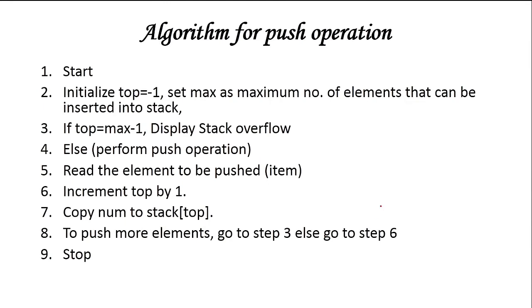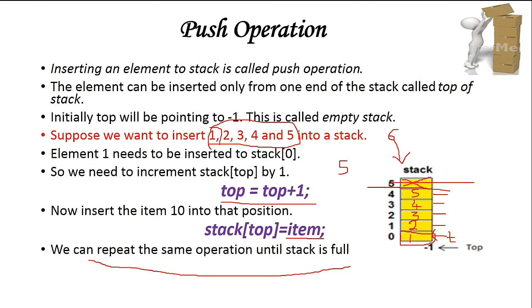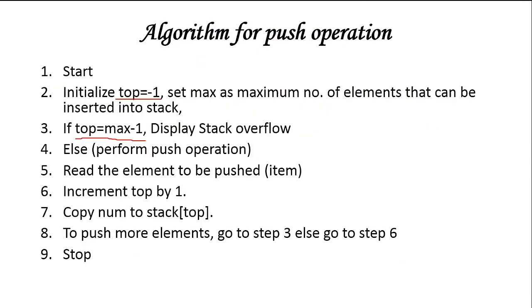Now how can I write the algorithm for this? Initially, start, then initialize the top by -1, then set maximum as the maximum number of elements, as we have done in the previous slide, that can be inserted into the stack. If top is equal to max minus 1, display stack overflow. Suppose I have maximum size as 5, then max minus 1 is 4. If top is pointing to 4, then it should display stack is overflow, right?